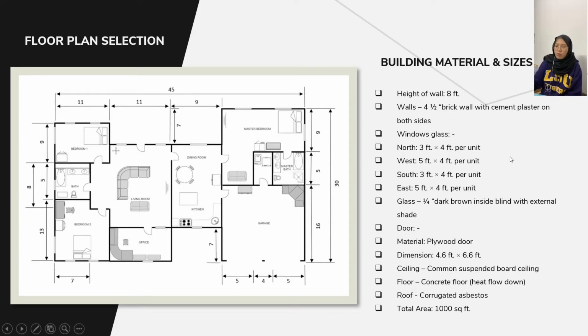The height of the wall will be 8 feet and the walls will be brick wall with cement plaster on both sides, and the glass will be dark brown with inside blind and external shade. The material for the door will be plywood door, and the dimension of the door will be 4.6 feet by 6.6 feet. The ceiling will be common suspended board ceiling. The floor used will be concrete floor. The roof will be using corrugated asbestos. And the total area for the floor plan is 1,000 square feet.